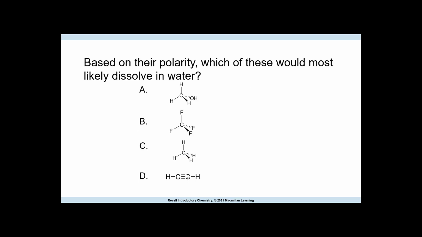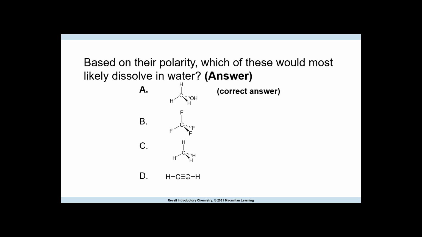Based on the polarity, which of these would be most likely to dissolve in water? So here's something. Like dissolves like. Polar molecules will dissolve in water because water's polar. Non-polar molecules will dissolve in a solution that's non-polar. So for instance, fats will go into fats, oils will go into oils. Water and oil don't mix. Look at salad dressings. So that's what these polarities and non-polarities do.